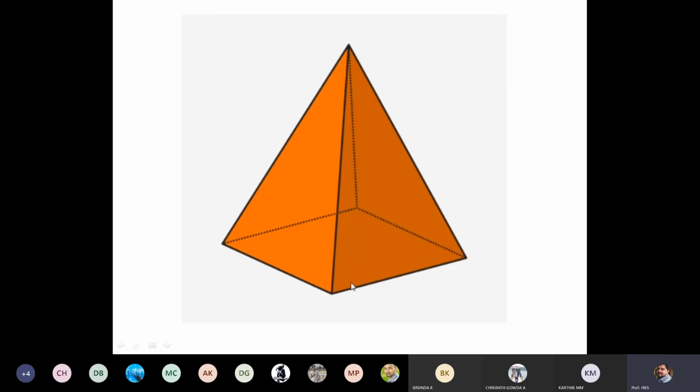Next, what do you call this line? This one, and this one, and this also. What do you call these four lines? Which term do you use? Lateral edges.